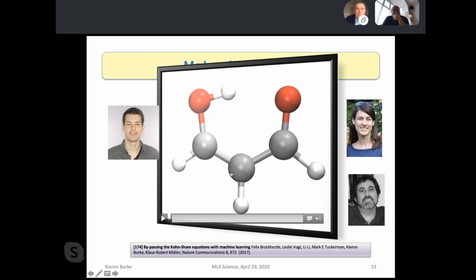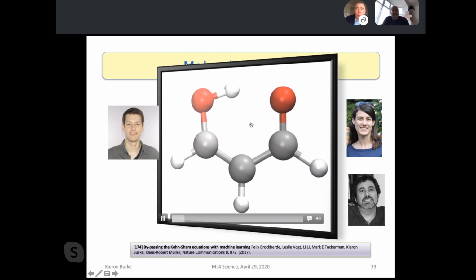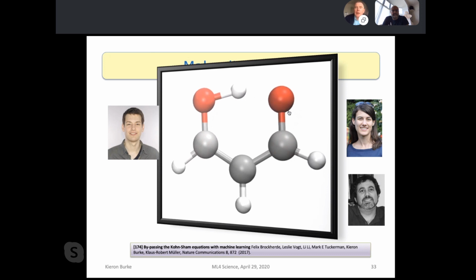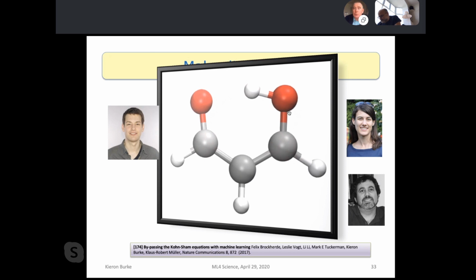So instead of just learning the energy as a functional of the density, we actually learned the potential as well. So instead of just one number, there was this vector of numbers that you learn. And what's nice about the movie is you see the proton jumping from one oxygen to another. That was not in the training set. It was after we had trained, and then we ran the simulation, we saw this happen.